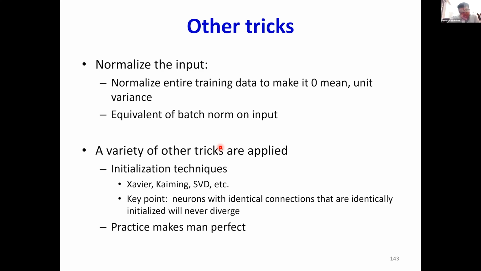You can play around with the initialization tricks. If you don't initialize your model properly, often it won't converge. And so many different initialization methods have been proposed, like Xavier, He, singular value decomposition, and so on. Another key point is that neurons that are identical at birth will remain identical at death. They will never diverge. And so we want to make sure that all of our neurons are distinct from one another. So overall, there are so many little tricks and so many little things you have to keep track of, that making models converge is an art form. And the only way you're actually going to become really good at it is through practice.